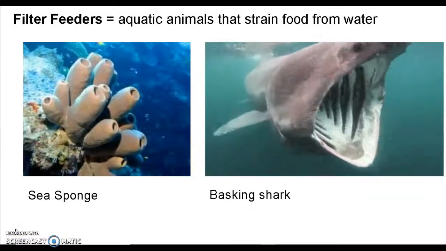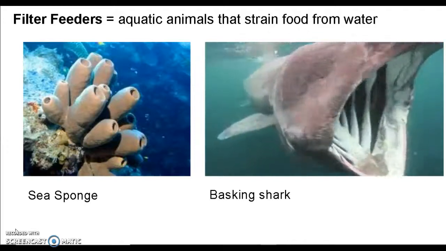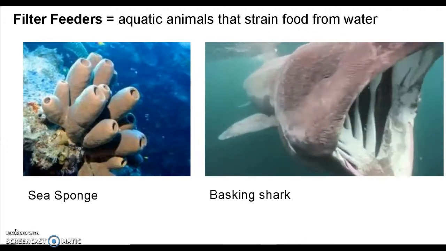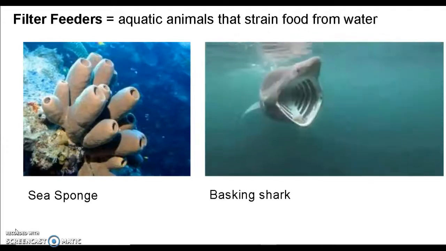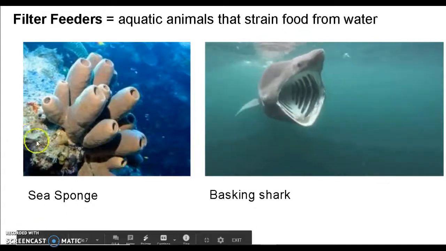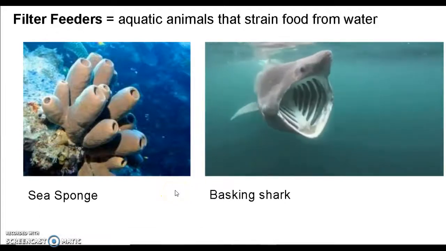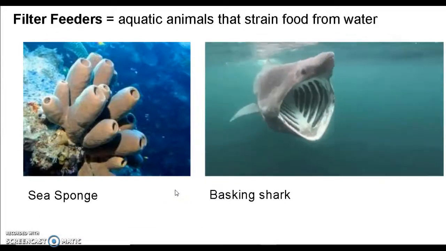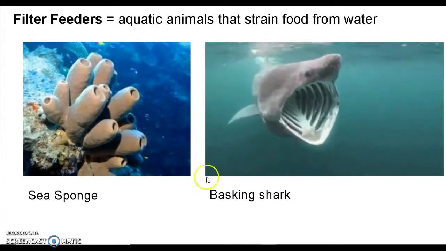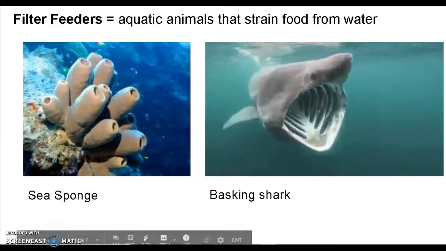Some animals are filter feeders. These are mostly aquatic animals, and they strain the food from water, like you were straining spaghetti from a pot. Things like sea sponges, which are animals, and this basking shark. You see how it's got the big, wide mouth that it'll swim along and it'll catch all the little tiny marine organisms that are floating around in the water.